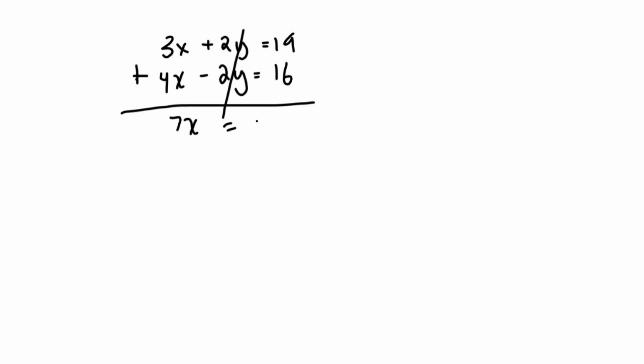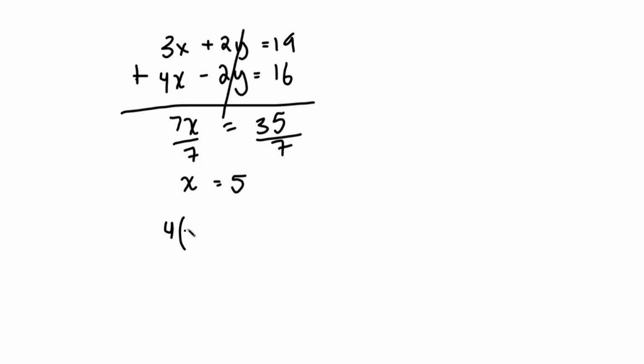Now we want to isolate the x, right? So let's divide by 7 on this side. So we have to divide by 7 on the right side. x is equal to 5. So now we know that x is 5. So let's go back to any of these equations. Let's do the bottom one.